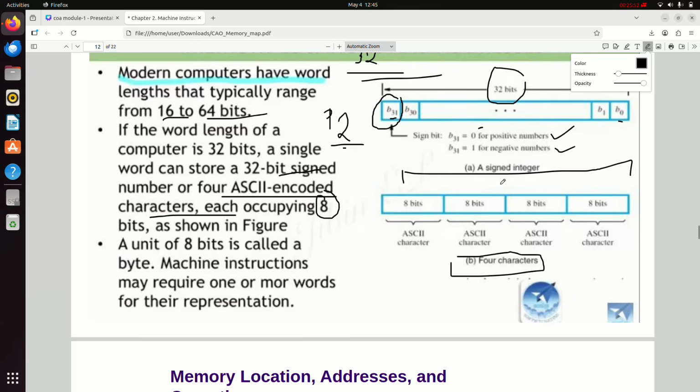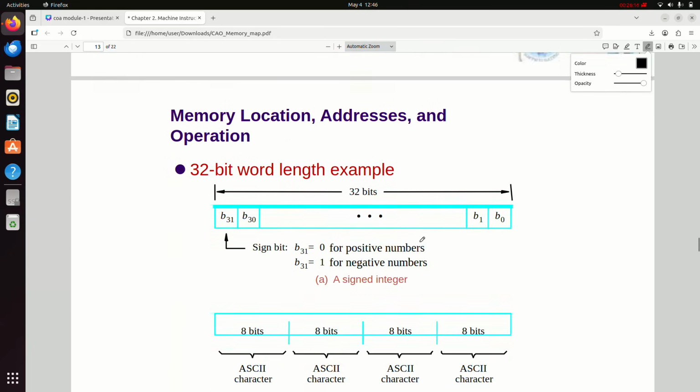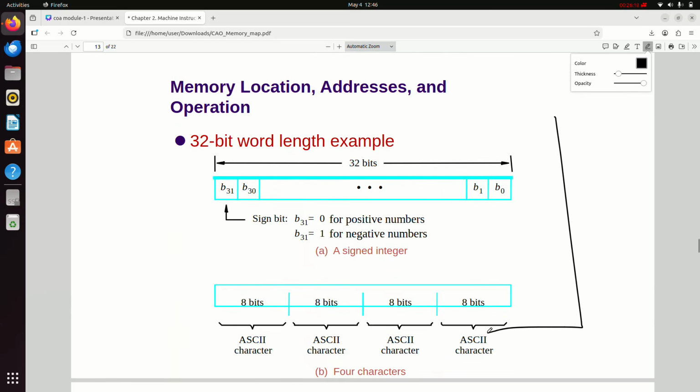So how many ASCII characters can you store in total? Only 4 characters. When you are storing 8-bit ASCII characters, since the total is 32 bits and each ASCII character requires 8 bits, you can store only 4 ASCII characters. Fine. So this is the main thing you have to understand: if you have a 32-bit word length, you can represent it in signed integer format, or as ASCII characters, 4 characters stored like this.